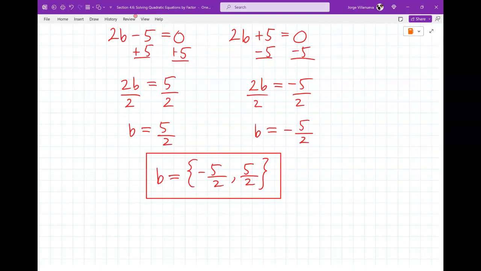So notice the first one that we did was a trinomial that was set equal to 0. The second one that we did was a difference of two squares that was already equal to 0. So what I'm going to do next is a problem where it's not set equal to 0 for you guys. And then we're done. Okay?